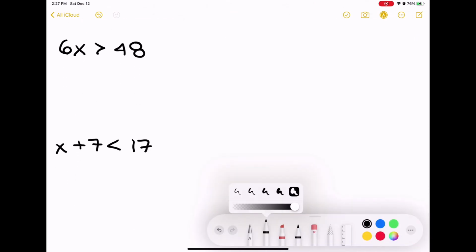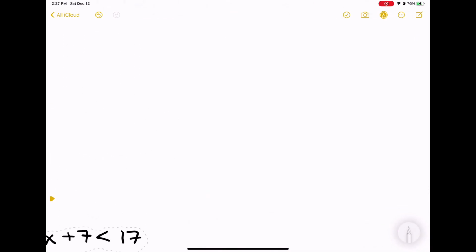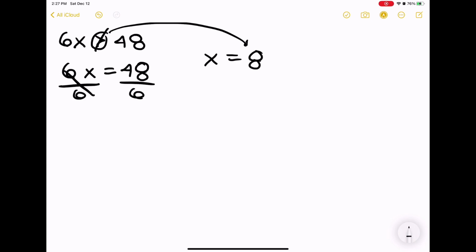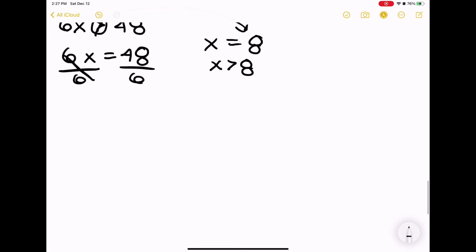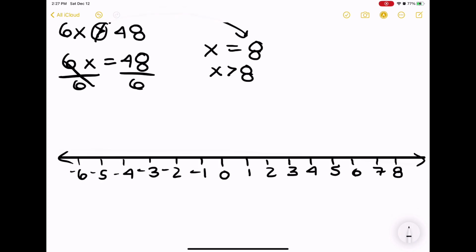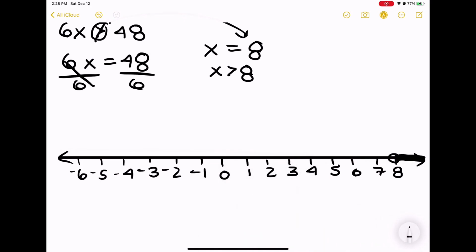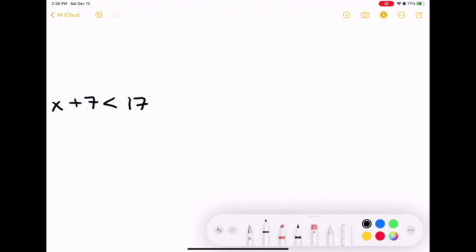Now let's head on to the second problem, which is 6x is greater than 48. So for this problem, we need to convert the greater than sign to an equal sign and then simplify. Then we get x is equal to 8. But x is not equal to 8, it is greater than 8. We just need to put back our sign. And since it's greater than, it's going to be going forwards from the positive 8 on the number line. And we just go ahead and bold from 8 on.